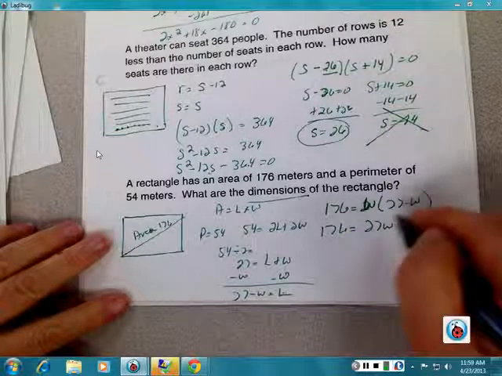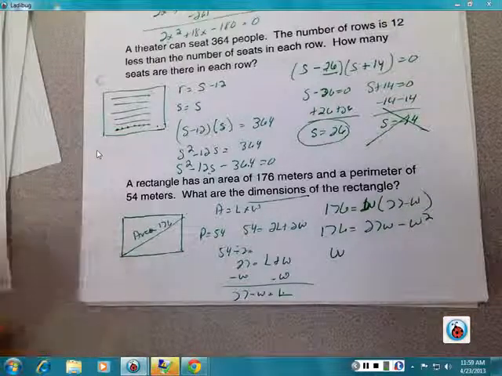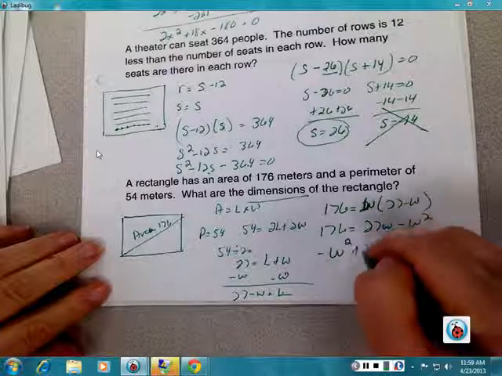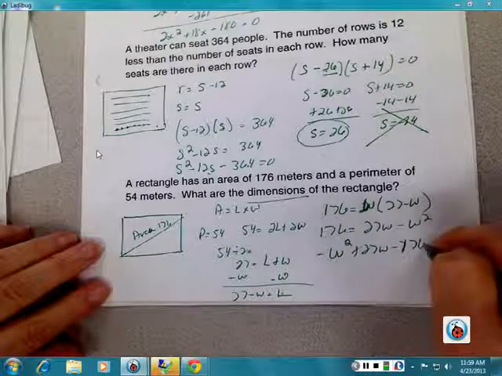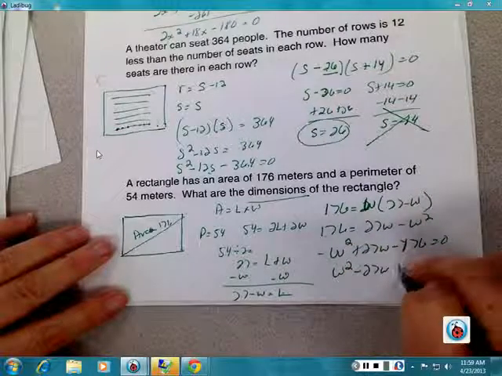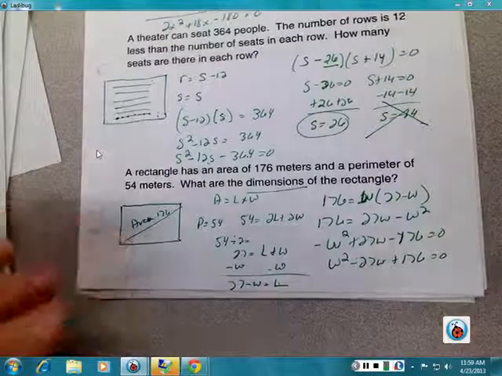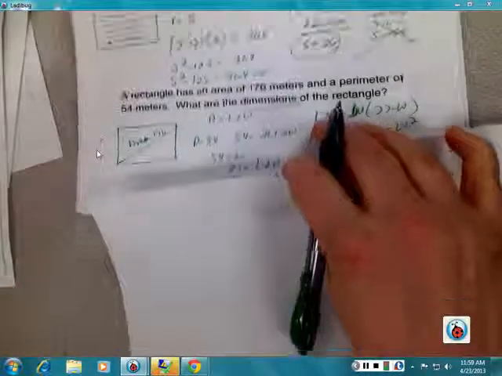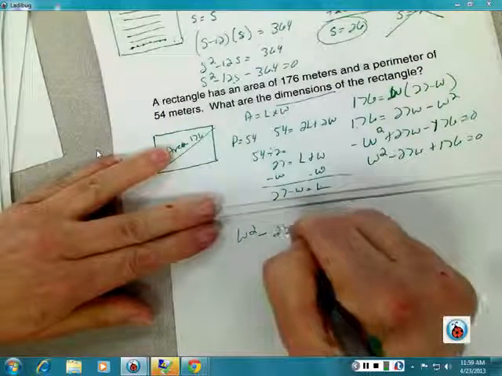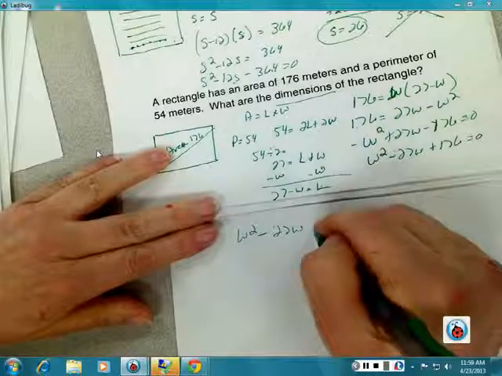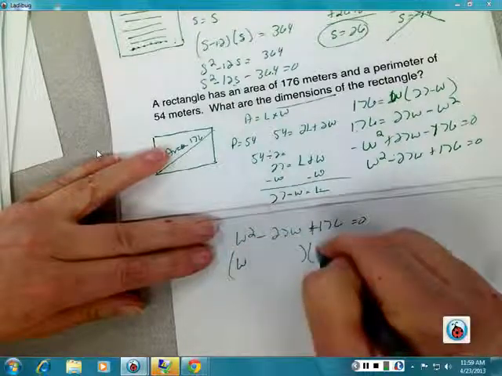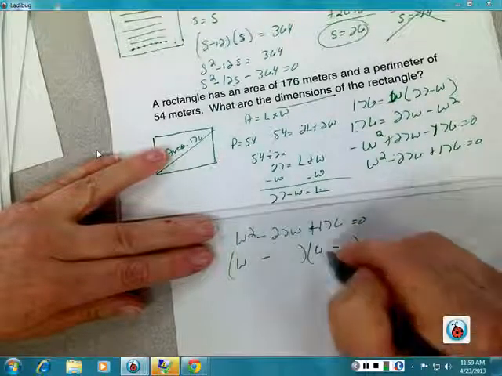Move my 176 over, and I don't like the way this is written, so I'm going to have a negative W squared plus 27W minus 176 is equal to 0. Remove the negative, which means all signs need to change. So if I work this one out, I'm going to have W squared minus 27W plus 176 is equal to 0. Factor if I can. W and a W, and it's a plus, so both are minuses.